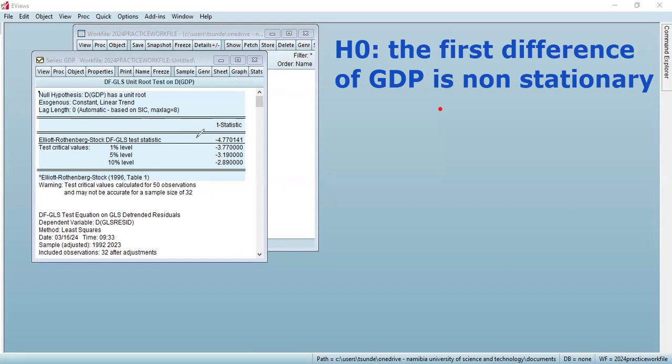So now, with the notes that I have, I don't know. It says that it's non-stationary because it's more negative. Let me just read quickly what I wrote. If it is more negative than the critical value, it's stationary. If it is more positive, if it is on the positive side, then it's non-stationary. So in this case, it's more negative, meaning that it's stationary.